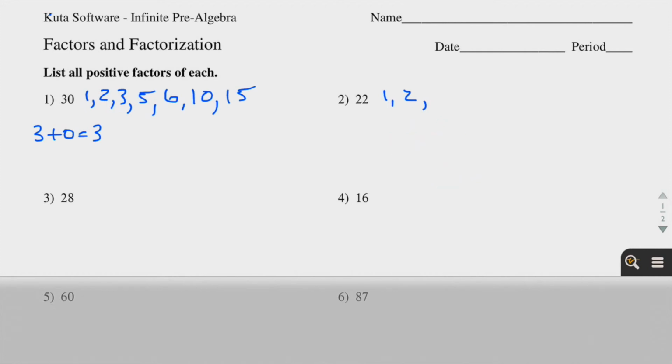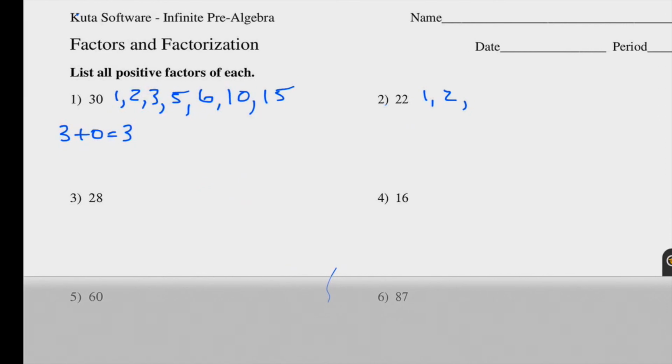We can check for 5. Because the number doesn't end in 0 or 5, the number is not divisible by 5. So we can skip 5. We can check for 6 now. Because 2 goes into it but 3 does not go into it, 6 therefore does not go into it. So we can skip 6. And let's check for 7.